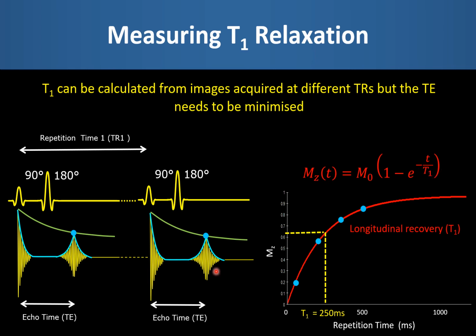And again, having to do these multiple experiments at multiple different repetition times means that the whole process to measure T1 relaxation is quite time consuming, although there are more advanced pulse sequences now that can do it much more rapidly.